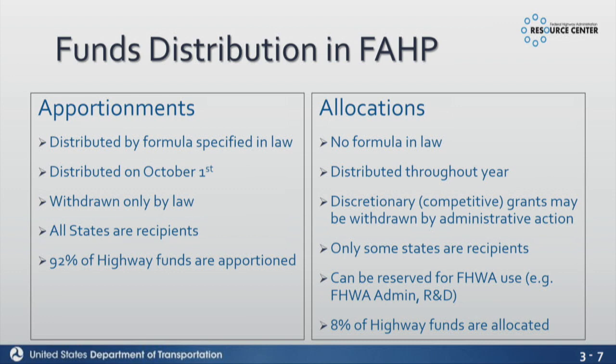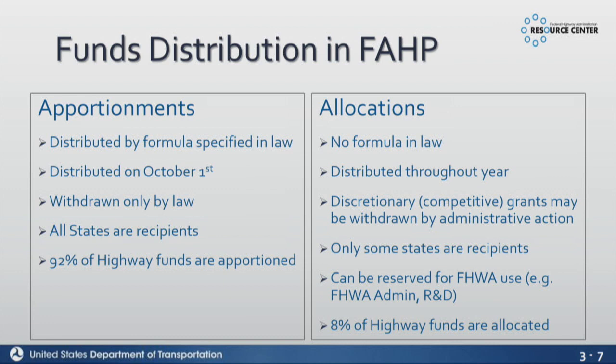On the other side of the house, we have allocated programs. So these are funds where there is no formula. They're distributed randomly throughout the year. They're discretionary. They can be distributed by competition. We talked about the Competitive Highway Bridge Program. That's one of our newer allocated programs. Does anybody work with INFRA or BUILD programs back here? Yep. So those are allocated programs you've competed for.